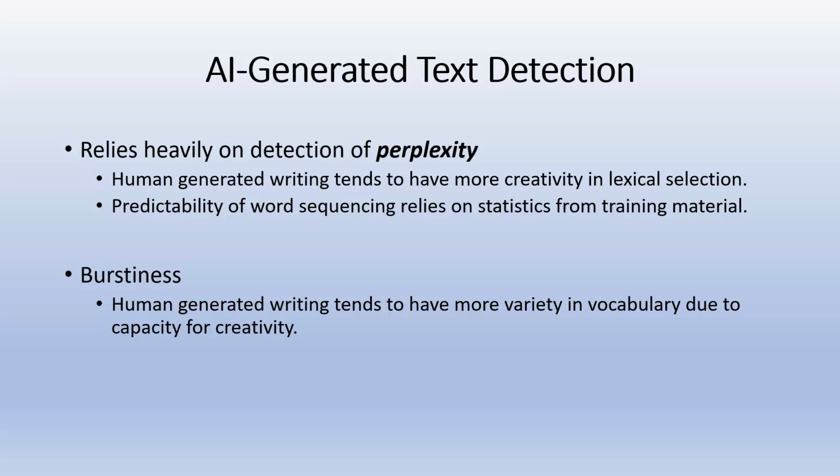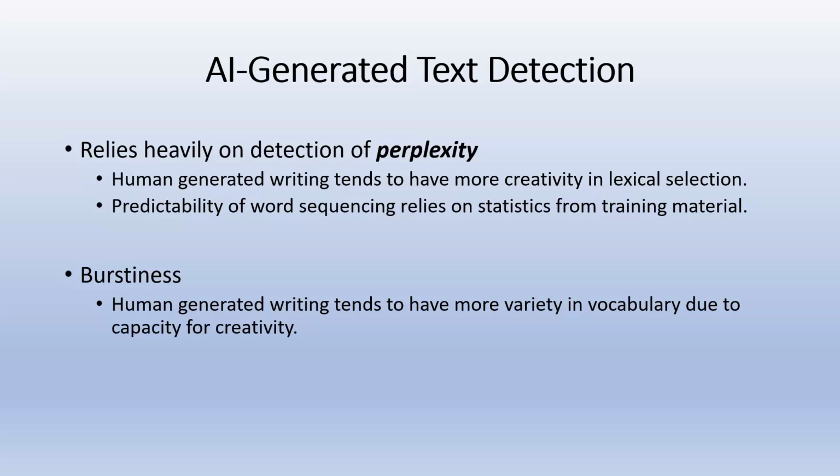Now, these detectors are not great, just to put it that way. They are not very strong, especially the ones that are readily available, that are free, and that are used by most instructors. And one of the reasons for this is they rely extremely heavily on detecting perplexity, detecting things that are statistically likely to be produced in a sequence, in a sentence.